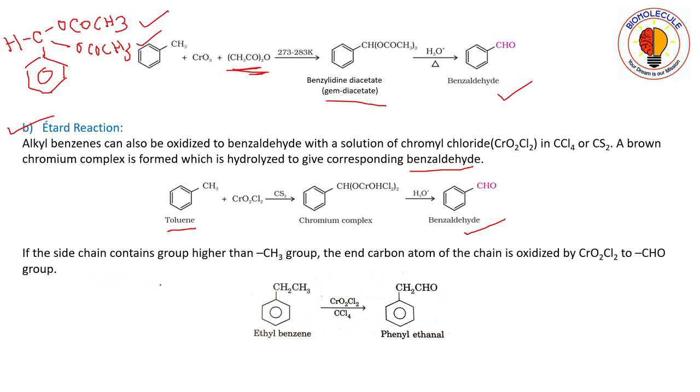Now this one is important for your JEE. If the side chain contains a group higher than the CH3 group, here you can see that it is an ethyl group, not a methyl group, the end carbon atom of the chain is oxidized by chromyl chloride to a CHO group. So you can see here that the terminal carbon atom is oxidized to an aldehyde group.